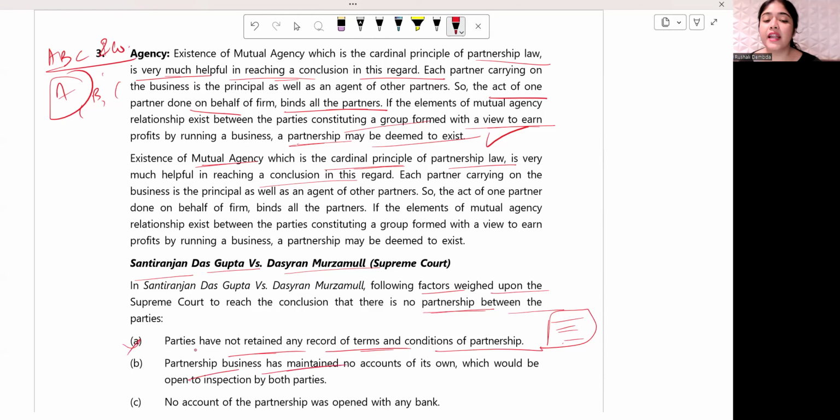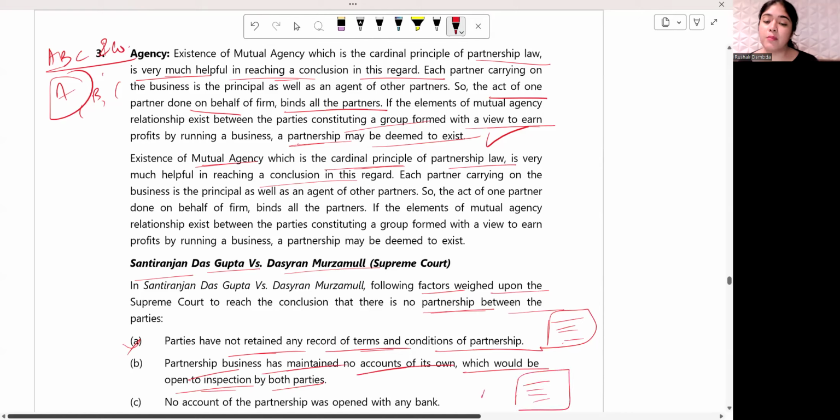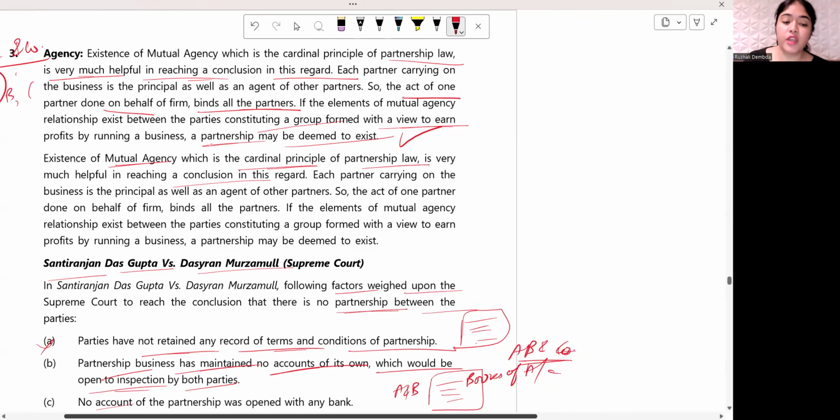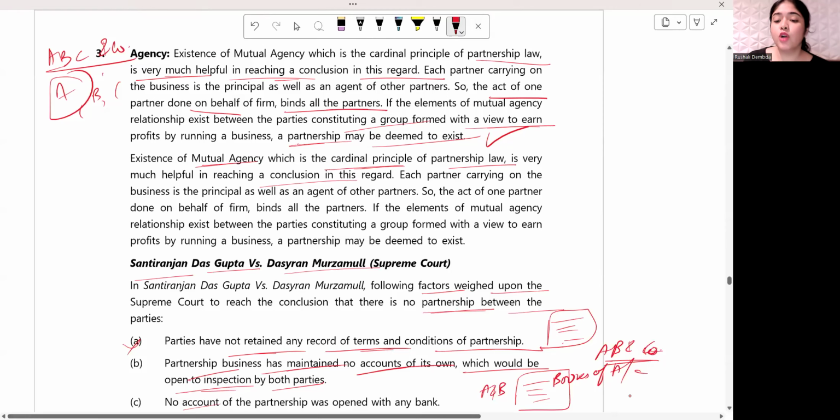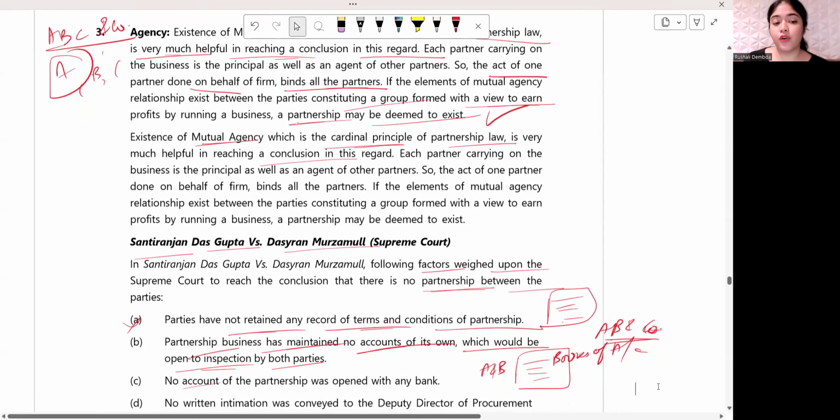Partnership business has maintained no accounts of its own, which could be open to inspection by both the parties. If there are two partners in it, A and B, they need to prepare their books of accounts for the firm, A, B and company, right? They need to prepare their books of accounts for the firm. If there is no books of accounts of the firm, not the partners, of the firm, then you can't say that there is partnership. No account of the partnership was opened with any bank. So if you are running a partnership business, it is your duty to open a bank account for the partnership firm.